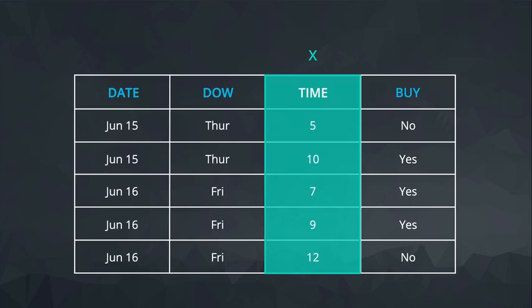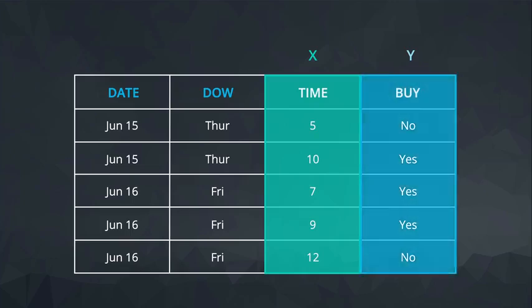Consider we also have a random variable Y, which signifies whether or not an individual purchases an item from the website. So Y relates to this entire column.